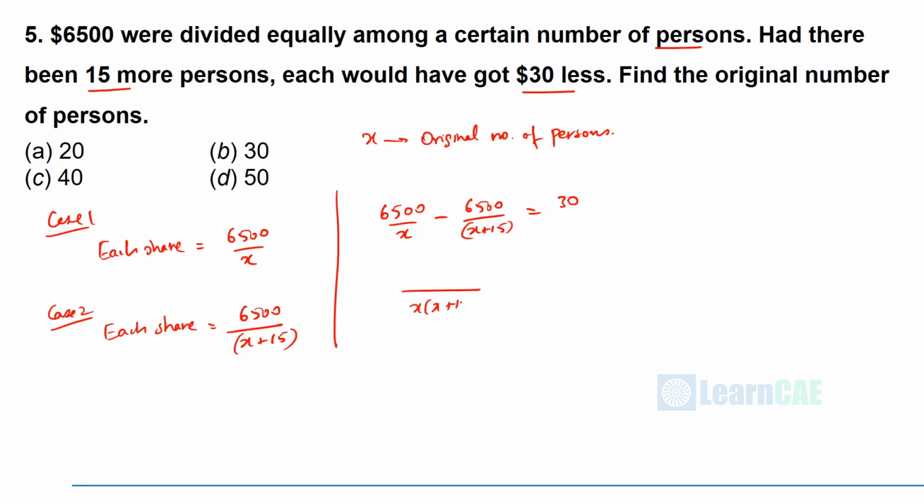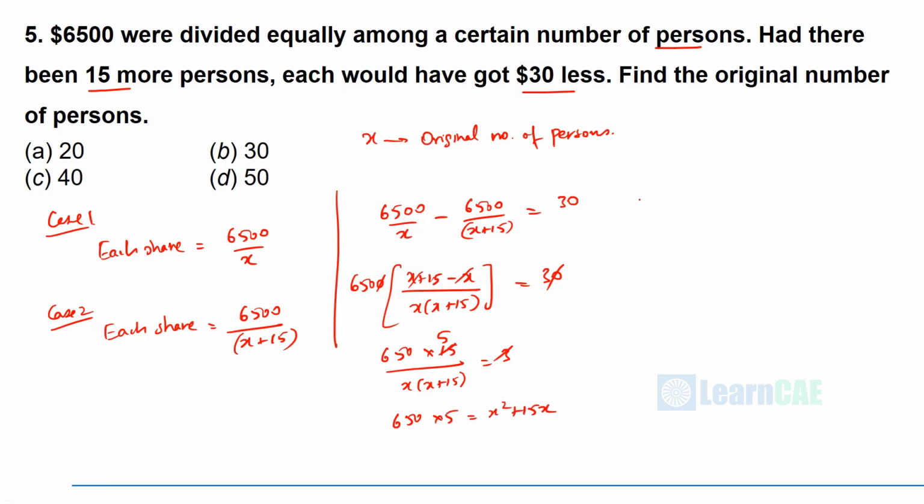x into x plus 15. We can take 6,500 common. x plus 15 minus x is equal to 30. You can cancel this one. 650 into 15 divided by, this will get cancelled, x into x plus 15 is equal to 3. So this will be 5 times. Again, 650 into 5 is equal to x square plus 15x. Rearranging, we will get x square plus 15x minus 3,250, is equal to 0. So this is the equation.